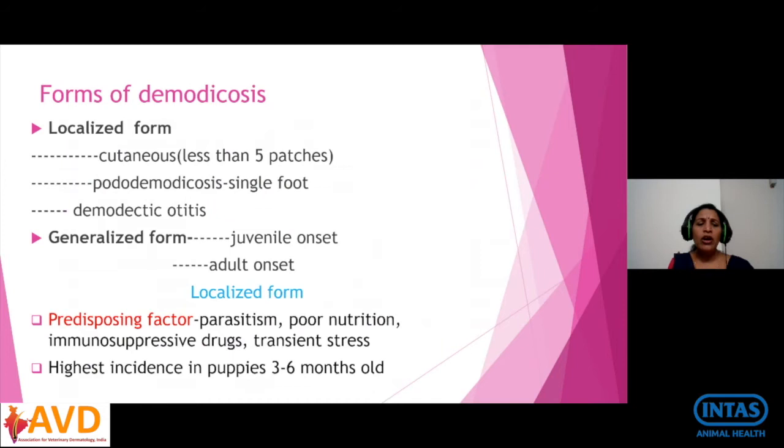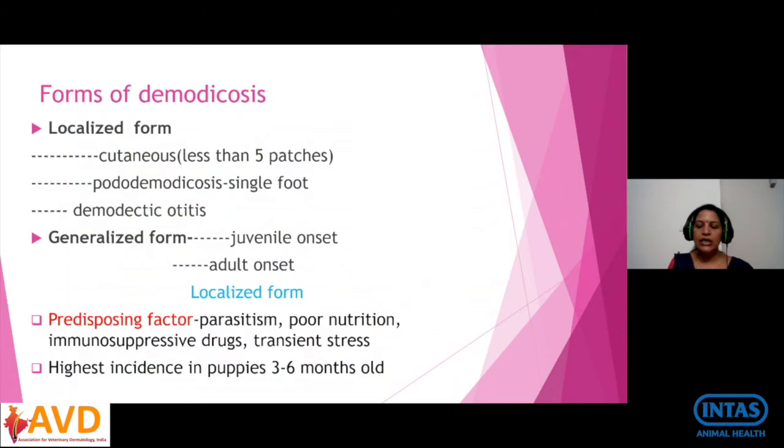And in localized form, it mainly occurs in the young ones, puppies 3 to 6 months old. Predisposing factors are endoparasitism, poor nutrition, or any immunosuppressive agents or immunosuppressive therapy like glucocorticoids, and transient stress can cause this infection in the case of localized form in puppies around 3 to 6 months old.